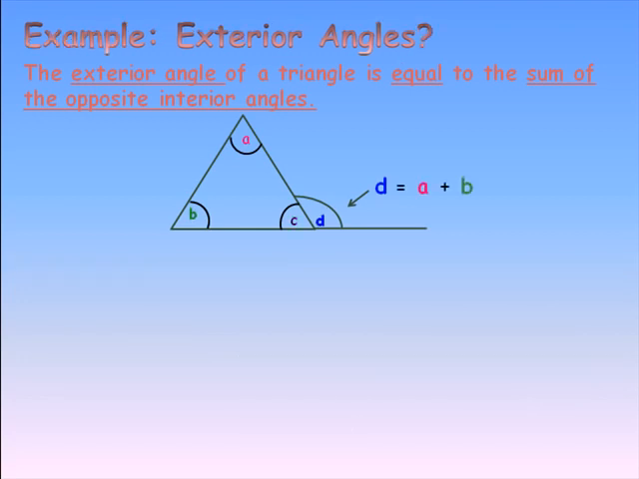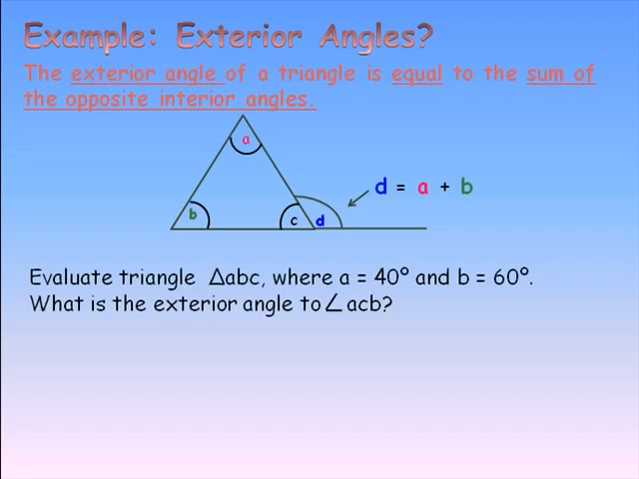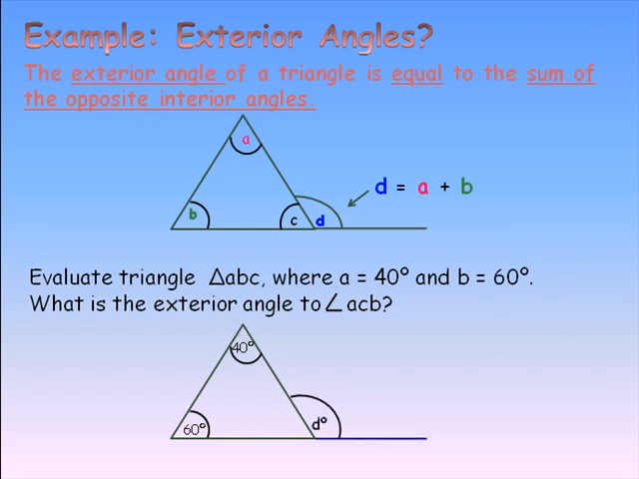So let's have a look at an example of an exterior angle. This is a question which is quite often posed in some textbooks. Evaluate, which just means work out, triangle ABC, where A is 40 degrees and B is 60 degrees. What is the exterior angle to ACB? So we know that the exterior angle is going to be here, so we want to work out angle D. So if we draw that triangle, we can replace A with 40 degrees, B with 60 degrees, and we know that the angle is going to come out here because it's ACB, so this is going to be the exterior angle that we're going to try to work out.